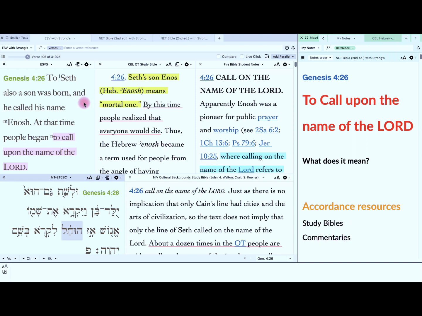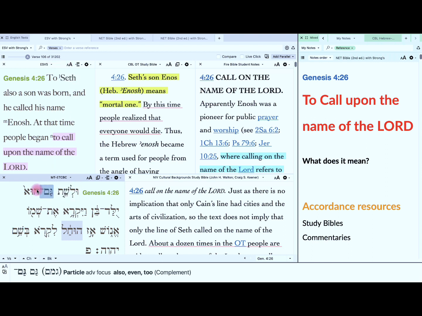So first, let's read the text. I'm going to use right now the ESV version, okay? And it says, To Seth also a son was born, and he called his name Enosh. At that time, people began to call upon the name of the Lord. And one wonders, what is to call upon the name of the Lord? Is it just calling Lord, Lord, Adonai, Jehovah, Yahweh? Is that what it means?